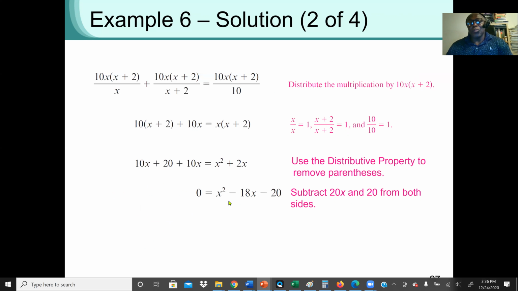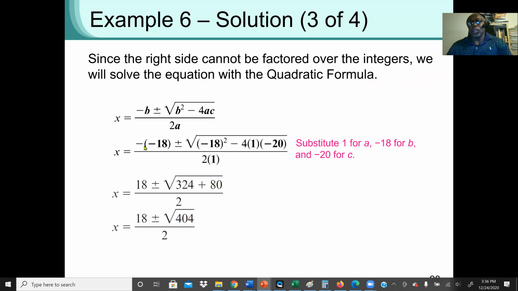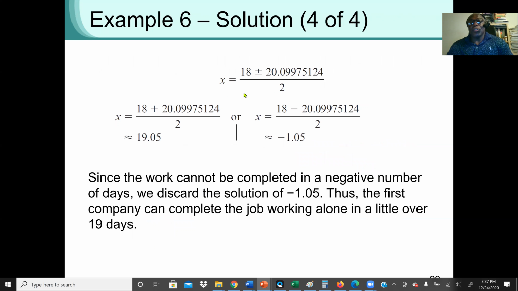Using the quadratic formula, a is 1, b is negative 18, c is negative 20. So we get negative of negative 18 for b, plus or minus the square root of negative 18 squared minus 4 times 1 times negative 20, over 2. If you do the calculation with your calculator, this is what we finally get. We get two answers: 18 plus and 18 minus the value. So we get 19.05 and also negative 1.05.